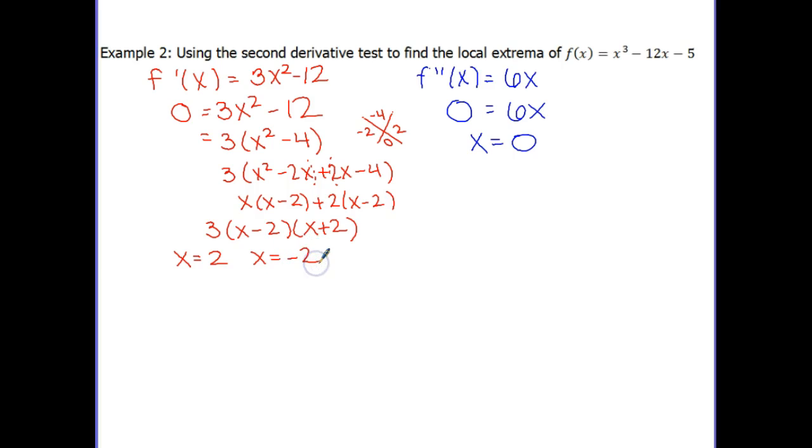Your zeros are 2 and negative 2. And then these are your critical points, so those are your possible extrema. The way the new thing reads is, if f prime of c equals 0, so it does, our c values are 2 and negative 2, then the second derivative sign tells us if they're an extrema or not. So what we want to know is, what is the sign of the second derivative at 2, and what is the sign of the second derivative at negative 2?